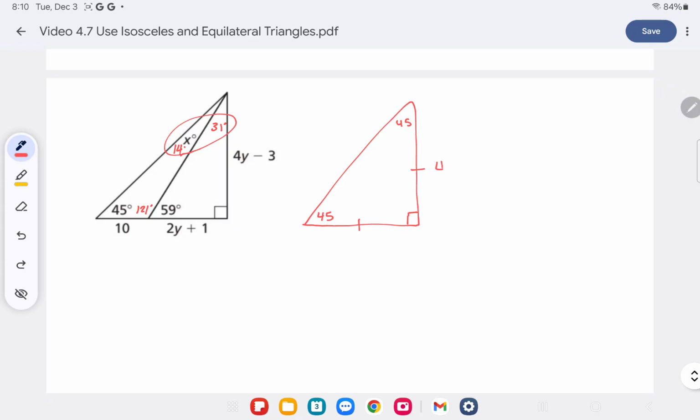So this side was labeled as 4y minus 3. But the side that's horizontal has a 10 and a 2y plus 1. So I'm going to add those two pieces together to get the whole side. And we know that these are equal to each other because we have an isosceles triangle. So I'm going to set the 2y plus 11 equal to the 4y minus 3. And so I get 14 equals 2y, which means y is equal to 7. So that's how we apply what we know about isosceles triangles and equilateral triangles.